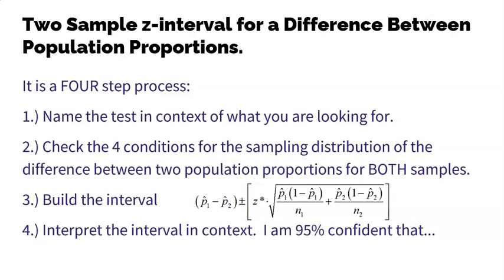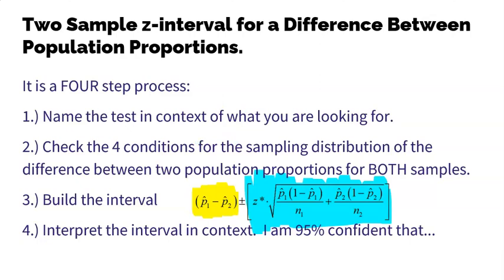And then step 2 is to check the 4 conditions for the sampling distribution of the difference between two population proportions for both samples. We'll run through those conditions in a moment. Then the 3rd step is the fun part. This is where we actually build our interval. We start off with our sample difference, that is the difference between our two samples. And then we add and subtract what we call the margin of error. The margin of error is this entire back part, which is the multiplication of our critical value Z star times our standard error. Now, the 4th and final step is to interpret the interval in context, starting with I'm 95% confident, or 98, 99, whatever it is that you're working with.